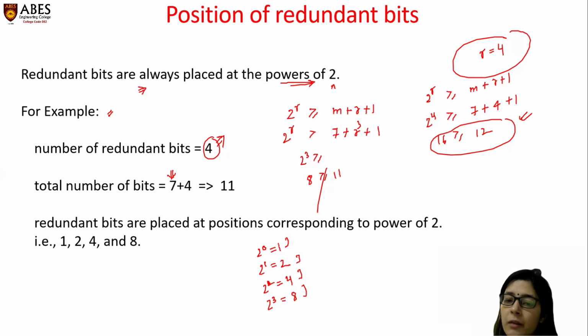So the first redundant bit will be at position 1, the second at position 2, the third at position 4, and the fourth bit at position 8. This is how we can calculate the number of redundant bits that need to be appended with the data part, and where we will place these redundant bits.